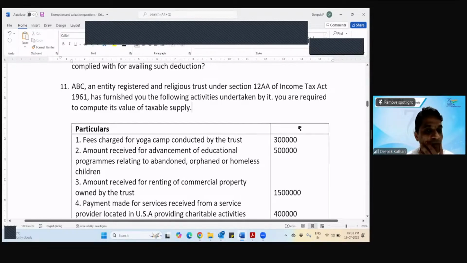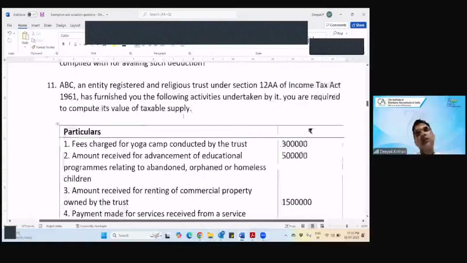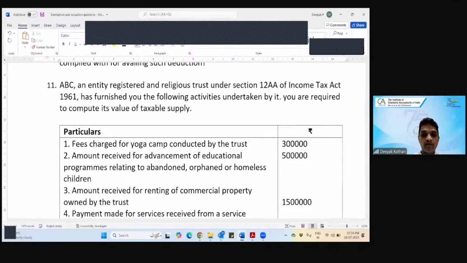So next is on the problems. We'll take two more questions on exemptions. Then we'll go to value of supply, because value of supply is a very small topic, but we will have problems there also. Now on the exemption part, ABC is an entity registered as a religious trust under 12AA of the Income Tax Act, and it has furnished the following activities undertaken by it. You are required to compute its value of taxable supply. So this is the transaction which has been given to you.